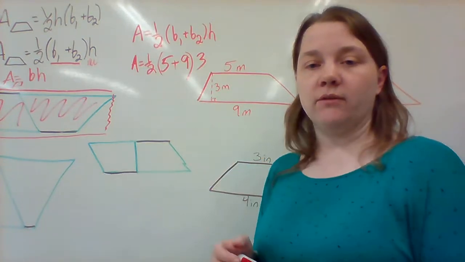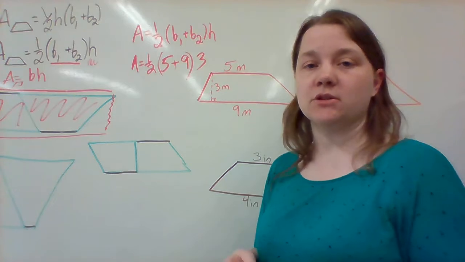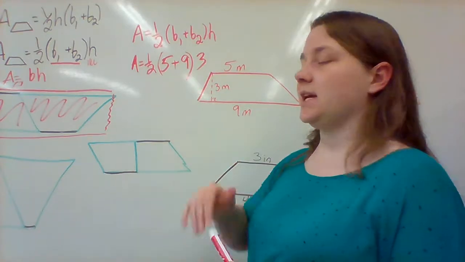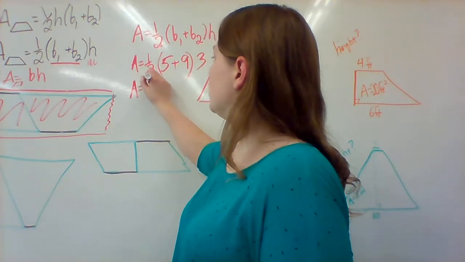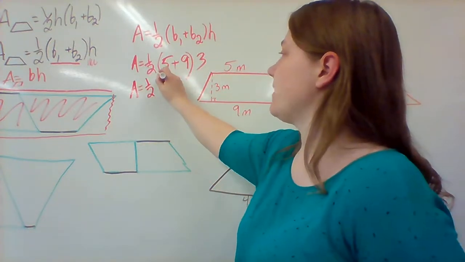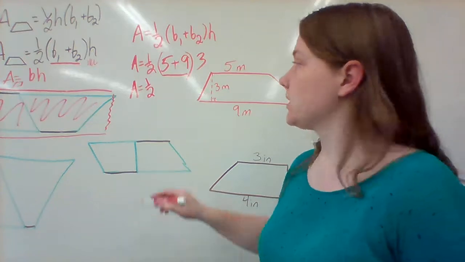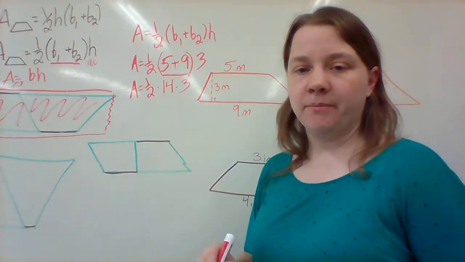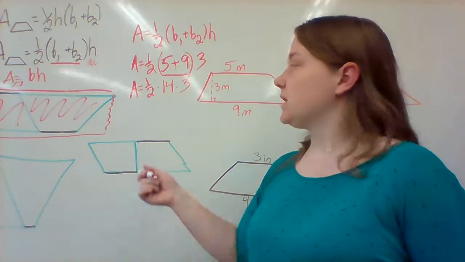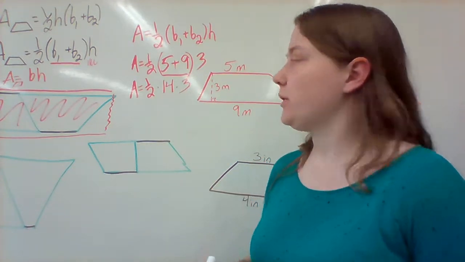Now I get to solve. And because I'm following PEMDAS, there's only one thing I can do first, and that's inside the parentheses. So I will have A equals 1/2, 5 plus 9 is going to be 14, 1/2 times 14 times 3. My next step is going to be to get rid of that 1/2 because I want to multiply small numbers.